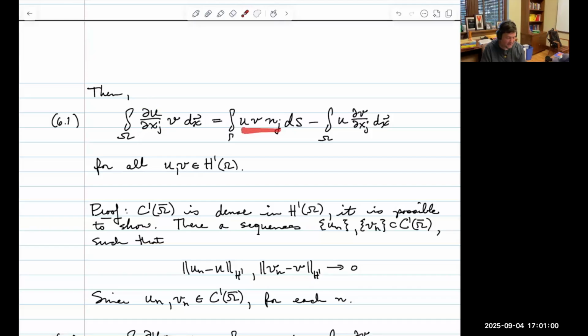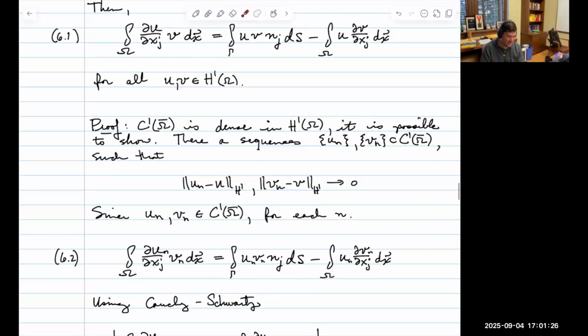And the reason is because the trace operator says each one of these is going to be an L2 function. The only difference is, well, what happens to this guy? We'll talk about that in a moment. This is an H1 function. This is an L2 function. So the product is definitely L2, so this makes sense as an integral. Everything makes sense, but we have to prove that this formula really does hold.